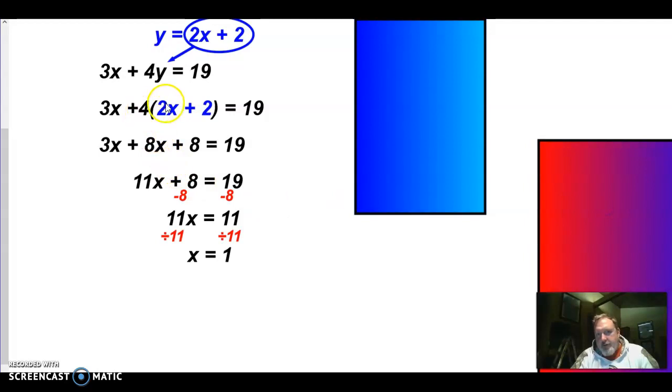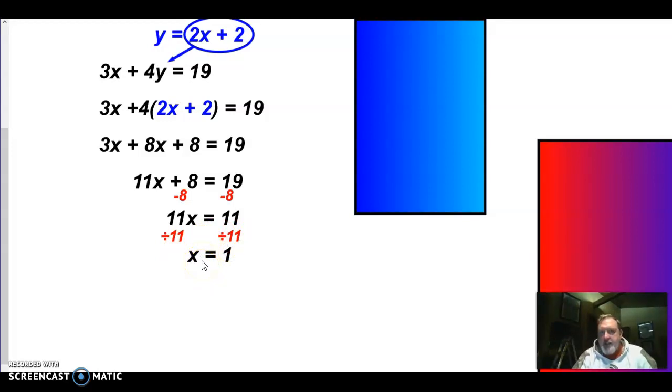And so when I distribute here, 4 times 2x is 8x, 4 times 2 is 8. I'll combine my like terms right there. 11x plus 8 equals 19. Subtract 8 from both sides, and then we divide by 11, and we know that x is 1.